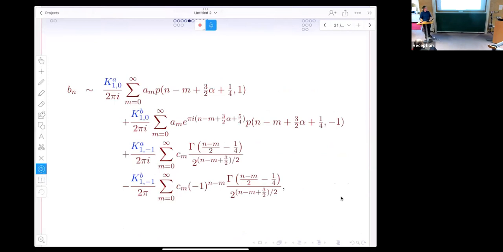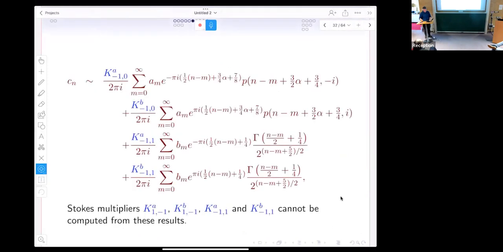You get similar results for the other expansion, so that's not important. So there are four Stokes multipliers that I can't compute at this level. If this would be Gevrey order one, then I would just tell you to go to the next level in hyperasymptotics. But in here, that would be very messy. It's more complicated to go to the next level. Theoretically, it's possible, but I wouldn't do that. It's also not necessary for this case because we have more information.